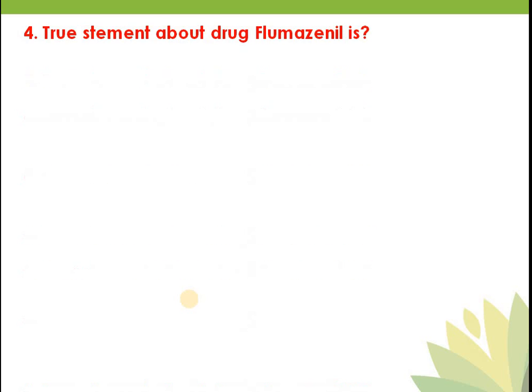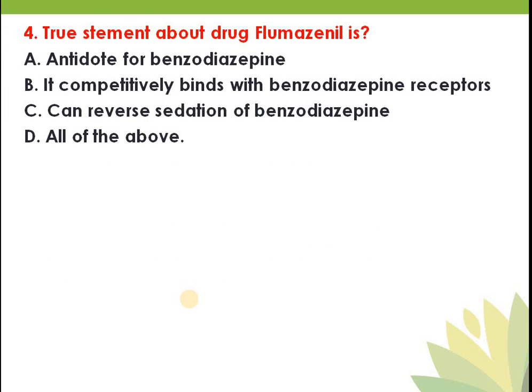So what is the next question? True statement about Flumazenil. Your options are: antidote for benzodiazepine; it competitively blocks or binds to the benzodiazepine receptors; it can reverse the sedation of benzodiazepine; and all of the above. So in this case your answer is all of the above.